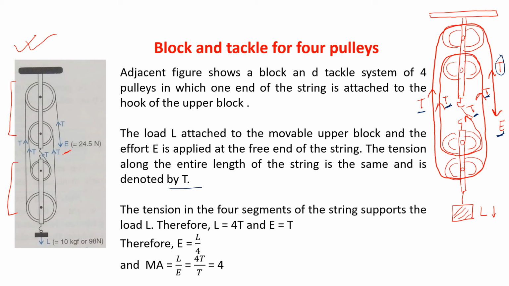The tension in 4 segments of the string supports the load. Therefore, L is equal to 4T and E is equal to T. Therefore, E is equal to L by 4, and mechanical advantage is L by E, so it is 4T by T. So, mechanical advantage is 4. That means mechanical advantage is equal to the number of pulleys that we are using. In the last slide we also saw the mechanical advantage is 5 if we have 5 pulleys. Here we are getting 4 because we have 4 pulleys.